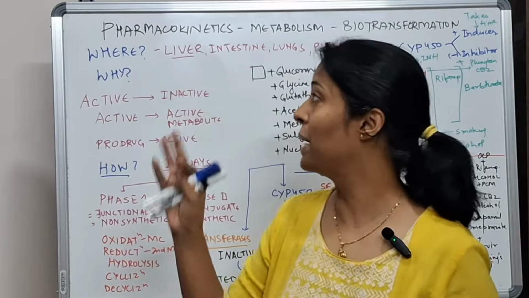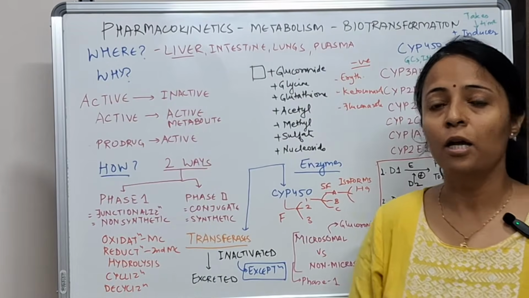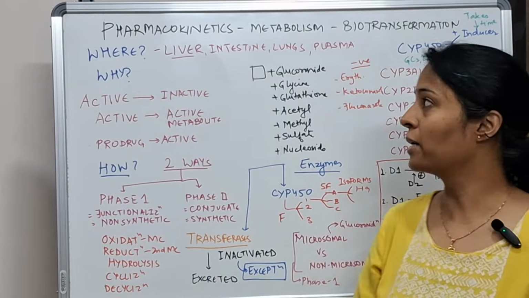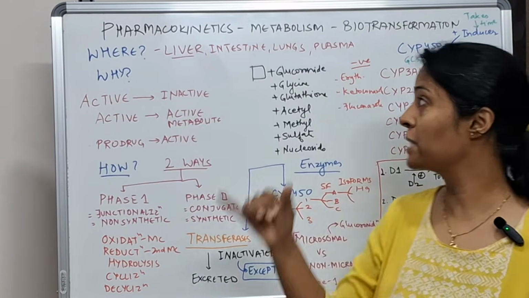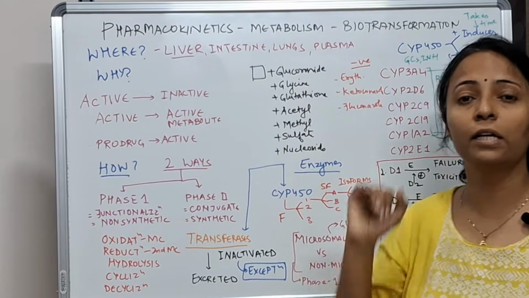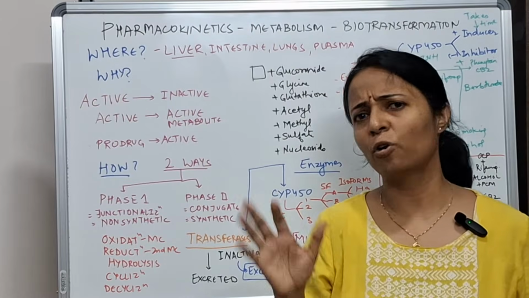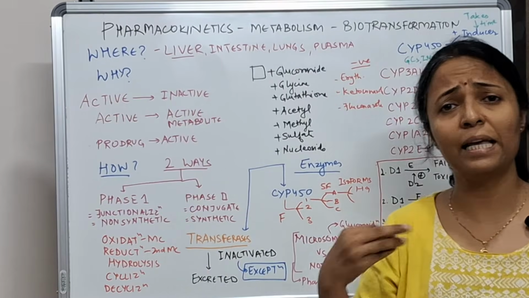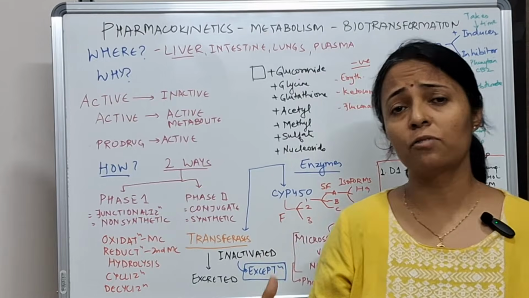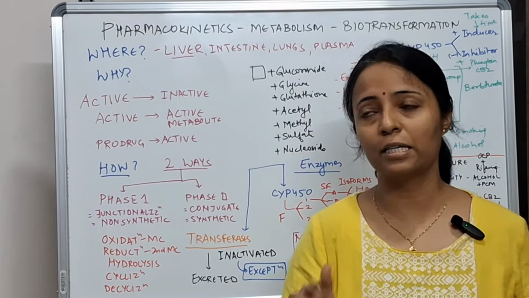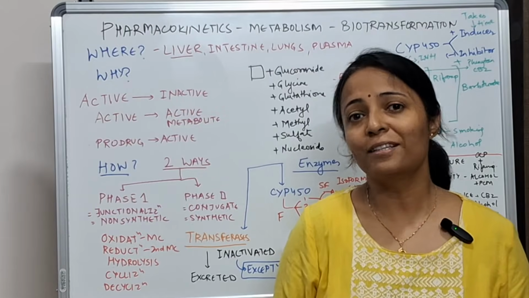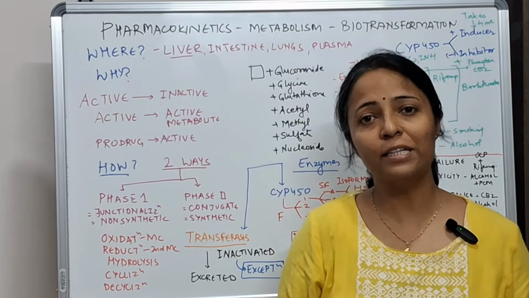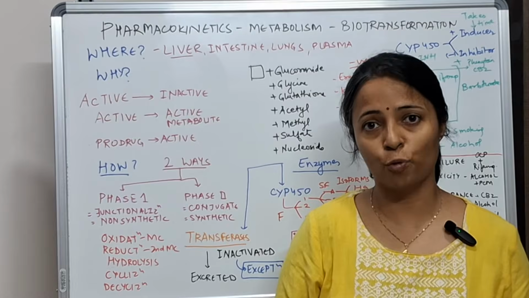And where does this biological transformation occur? Well, the maximum transformation occurs in the liver, but it can also occur at other organs like intestine, lungs, and even in plasma. Kidney we are not talking about here because in kidney it is mainly excretion. This biotransformation, chemical change in the drug, is occurring. And why is it occurring? Well, first of all, it is a foreign substance and the body deals with foreign substances in its own ways.